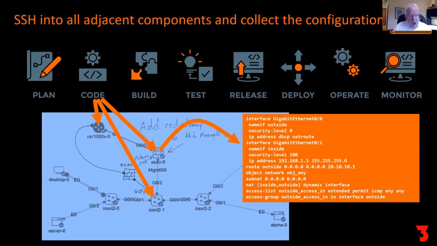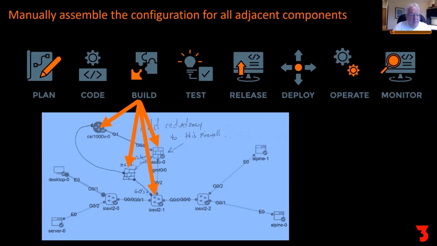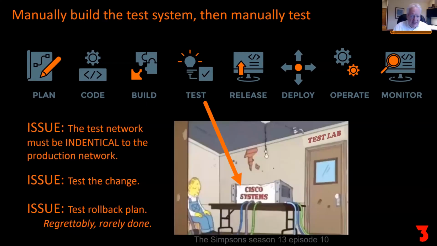Once I have the code extracted from these, well, then I'm going to build it. But wait a minute. If I have the code, don't I really have the build? Well, here's the deal. In NetDevOps, I actually need hardware or at least some virtual machine running that has these components on them so that I can write the code. So that means I need to go straight to testing.